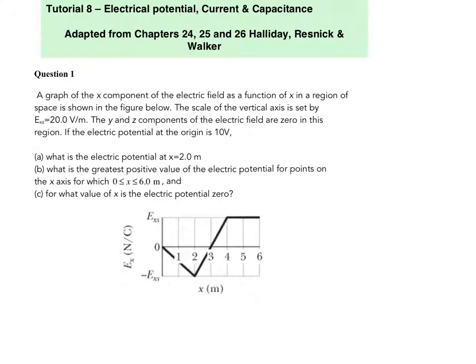We have a graph here of electric field as a function of x, and the scale is set such that this is equal to 20 volts per meter. Remember, that's the unit for electric field, so this would be negative 20 volts per meter.